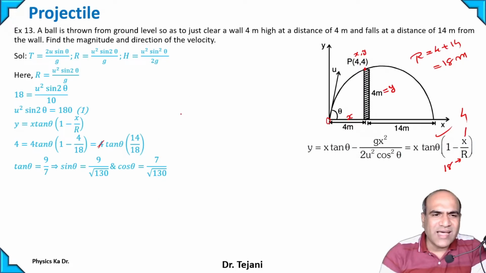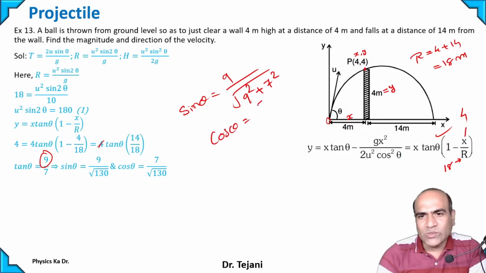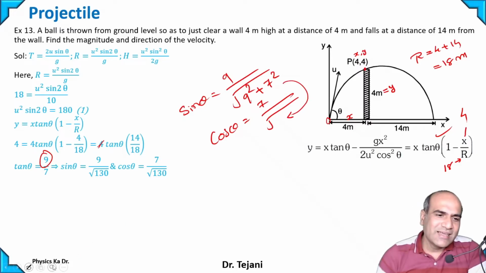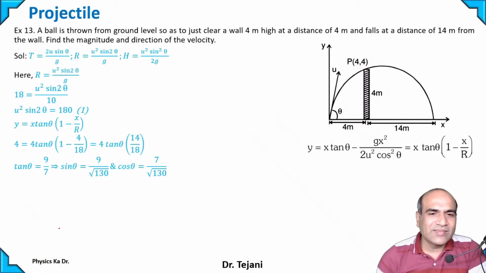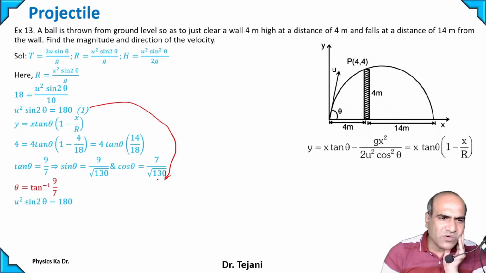That we know, right? If you want sin theta, it is 9 divided by root of 9 square plus 7 square. Similarly, cos theta is equal to 7 by the same square root. Good, now we have cos theta and sin theta. Can we reuse equation 1? Yes, of course we can.